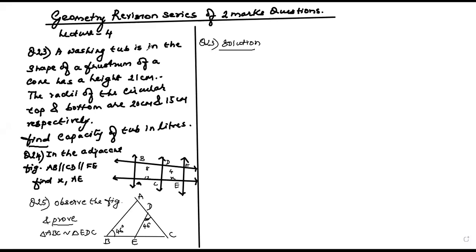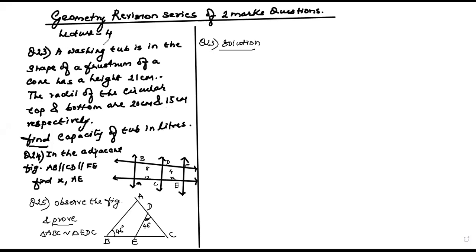Okay, a washing tub is in the shape of a frustum of a cone, has a height 21 centimeter. The radius of the circular top and the bottom are 20 centimeter and 15 centimeter respectively. Find the capacity of tub in liters.